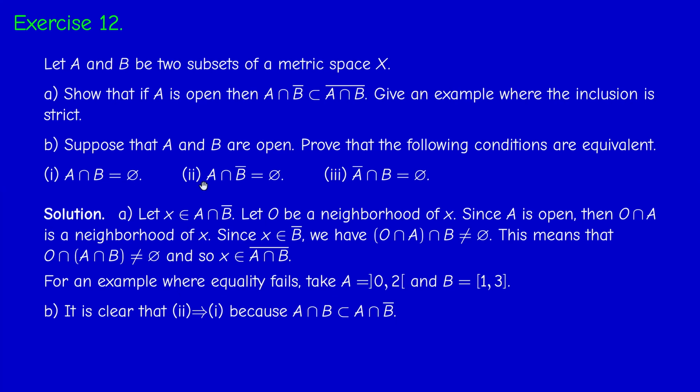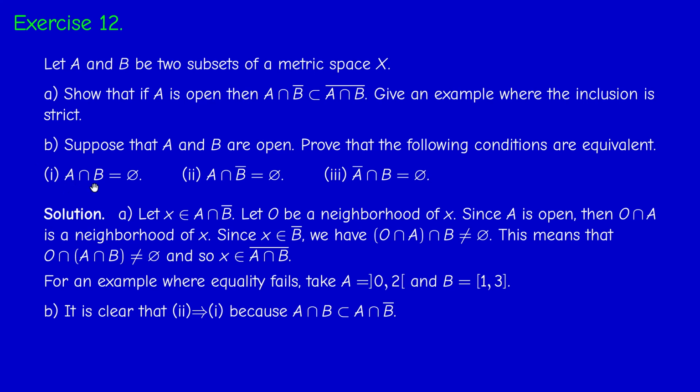Now, second question, we suppose that A and B are open. We have to prove that these three conditions, A doesn't meet B, A doesn't meet B bar, and A bar doesn't meet B, are equivalent. Of course, since B bar contains B and A bar contains A, then 2 implies 1, because this is bigger than this. So if the big one is empty, the small one is empty. And same thing, A bar contains A, so if the bigger one is empty, the small one is. So the interesting thing is the converse.